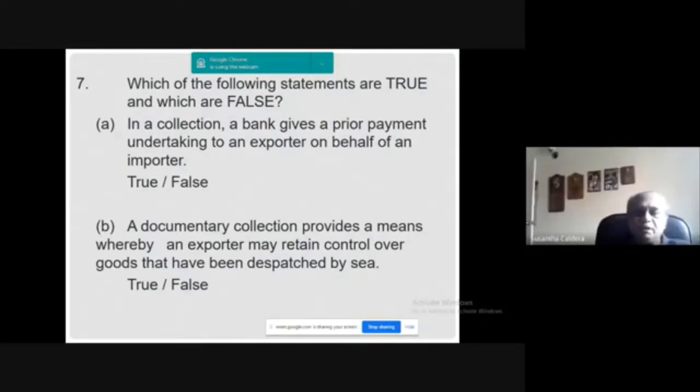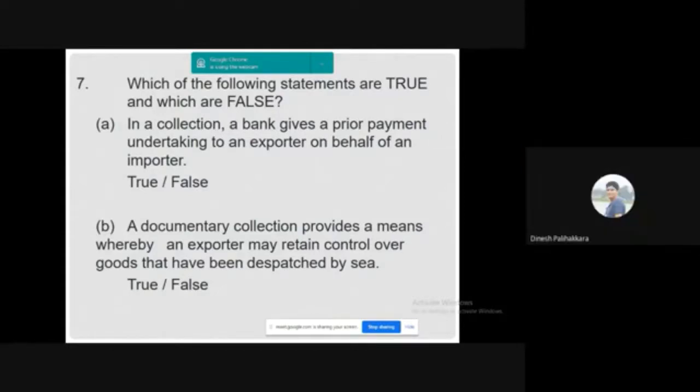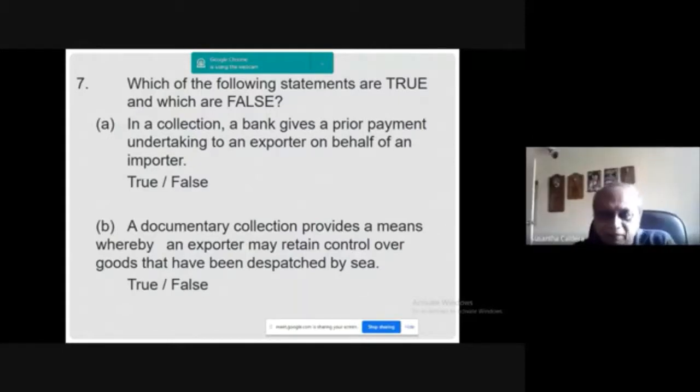A documentary collection provides a means whereby an exporter may retain control over the goods that have been dispatched by sea. True. True, sir. It is true because if it is dispatched by sea, then we may retain the bill of lading, and the bill of lading is a title document. If the bill of lading is made out to the order of the bank, it may allow you to retain the control. So because of that, the answer is true.